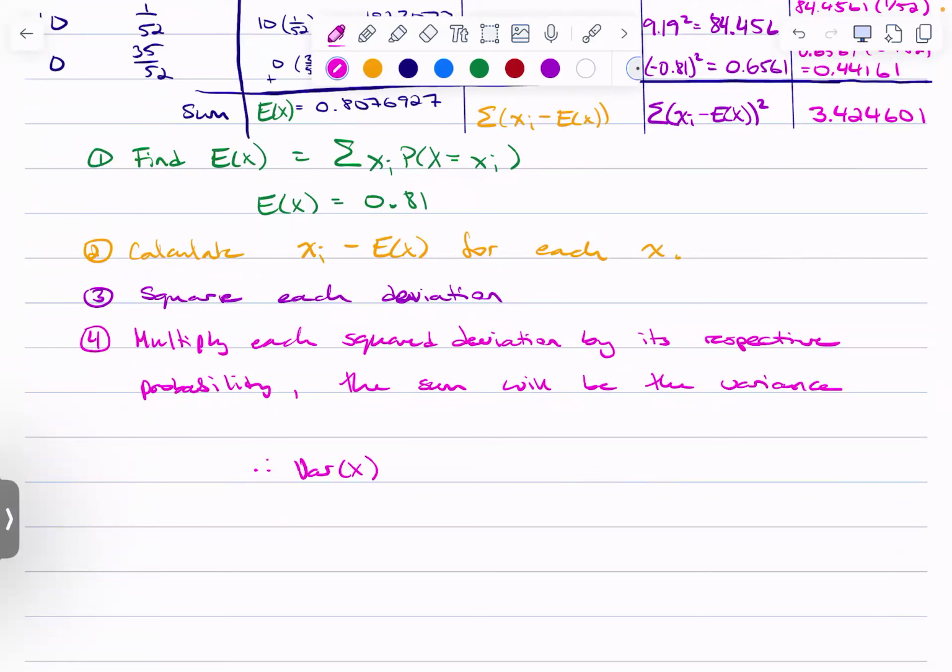Therefore, the variance of x, which is the sum of each of the xi's minus the expected value of x, squared, times the probability of each of those xi's, is 3.42461. Whoo! Quite a large spread around my expected payout of 81 pennies.